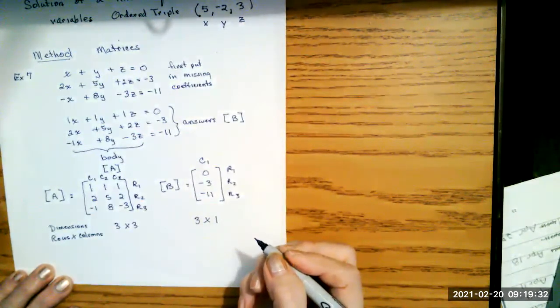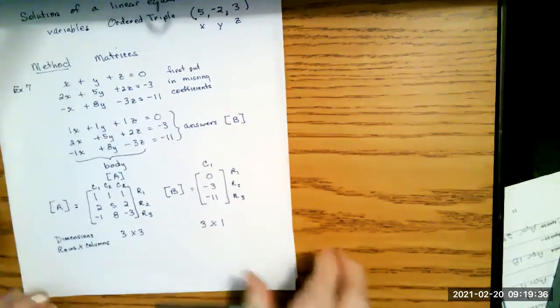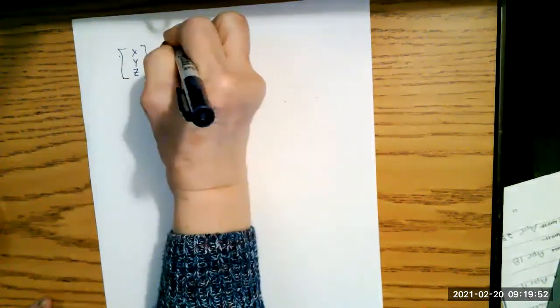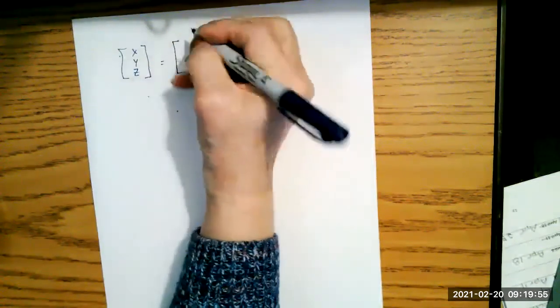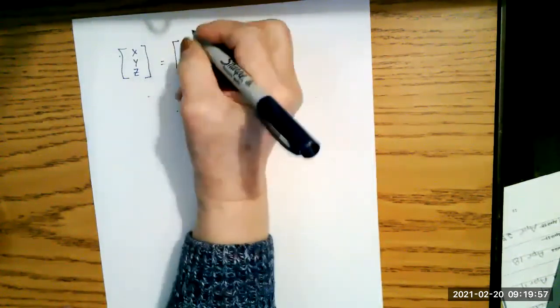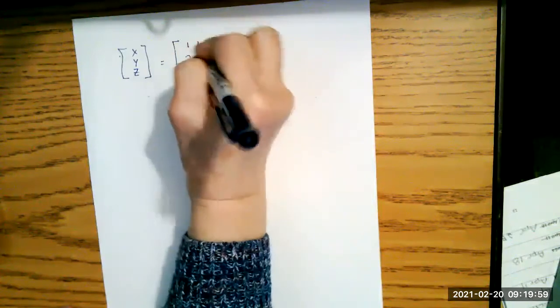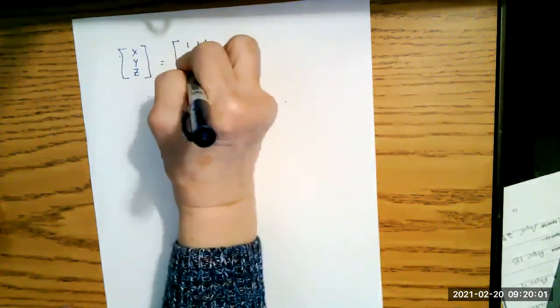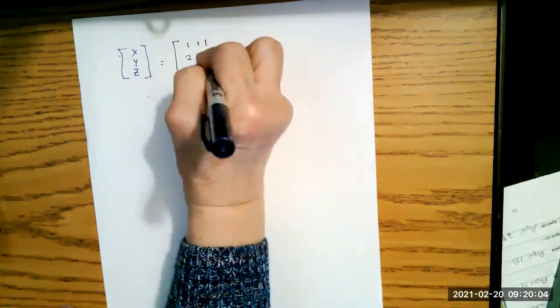Those are things that you're going to need to do. Okay? Now, the way that you would set this up so that you could solve it would be to set up your X, Y, and Z and set it equal to your matrix A, which is 1, 1, 1, 2, 5, 2, -1, 8, -3.